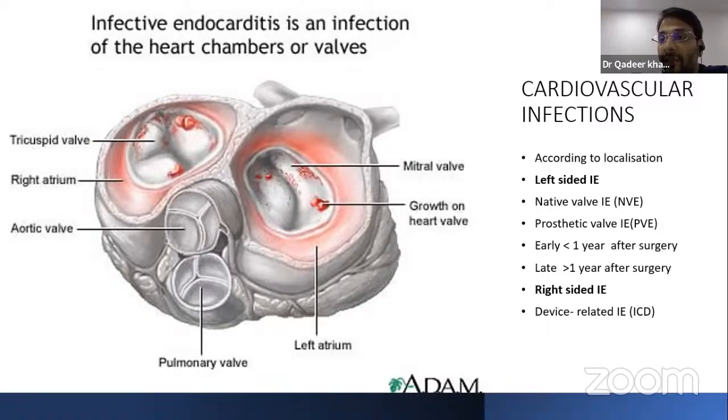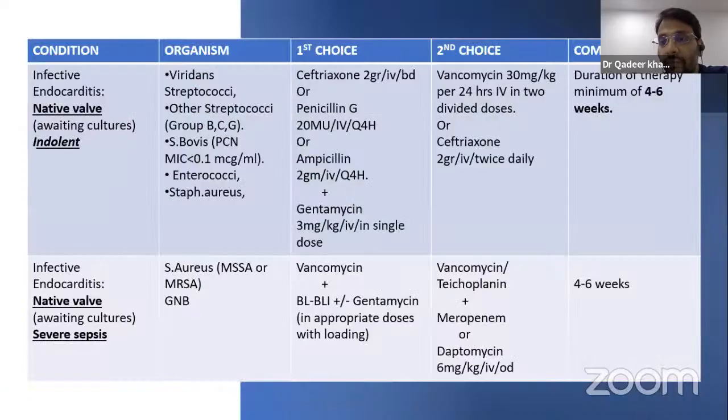So according to the localization, a left-sided infective endocarditis can be native valve or prosthetic valve, early within 1 year after surgery or late after 1 year after surgery. Right-sided infective endocarditis, as I said, is most commonly device related. For native infective endocarditis, we have to send 3 cultures, mostly 1 hour apart. Most common organisms are viridans streptococci, other streptococci like group B, C, and G, Streptococcus bovis, enterococci, and Staph aureus.